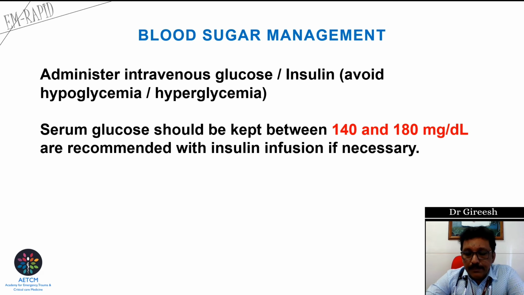So, if the patient is having high blood sugar, it is better to control the blood sugar and keep it between 140 to 180 milligram per deciliter, especially in ICUs. We routinely use insulin therapy. If it is well controlled with oral hypoglycemic agents in this range, we can continue oral hypoglycemic agents. If it is higher, it is better to put the patient on insulin. If it is very high, it is better to start him.